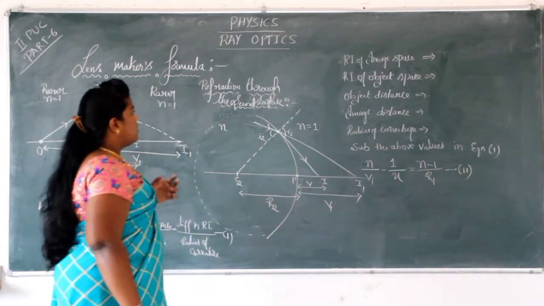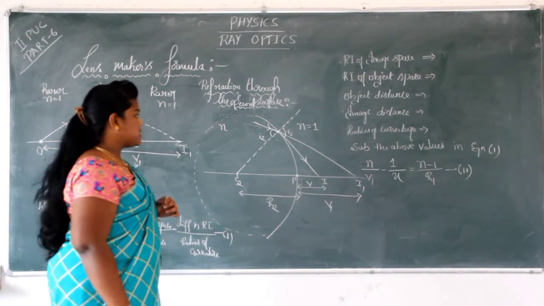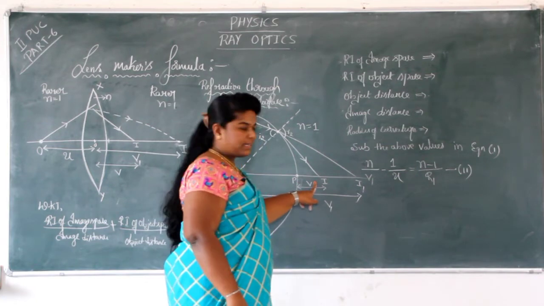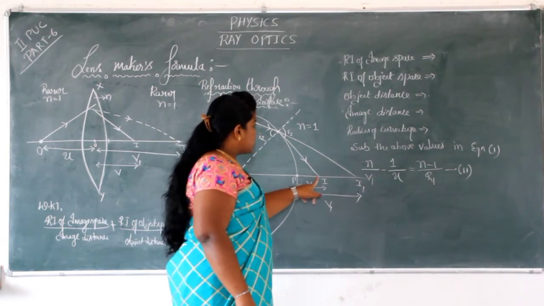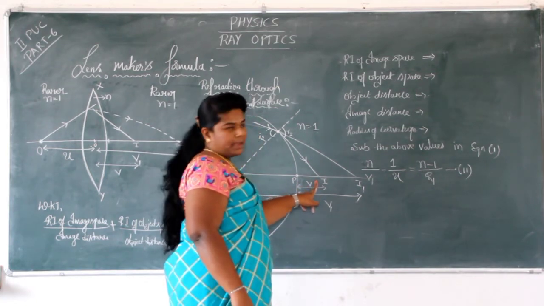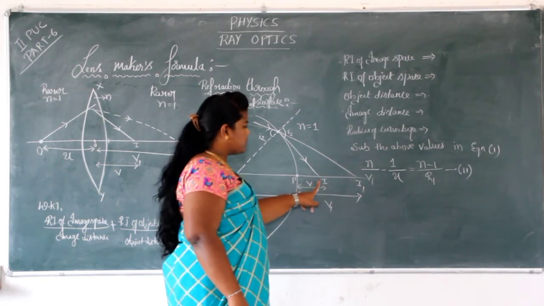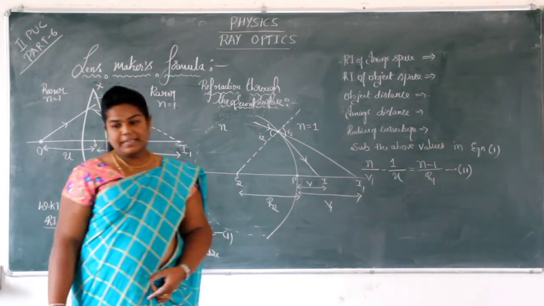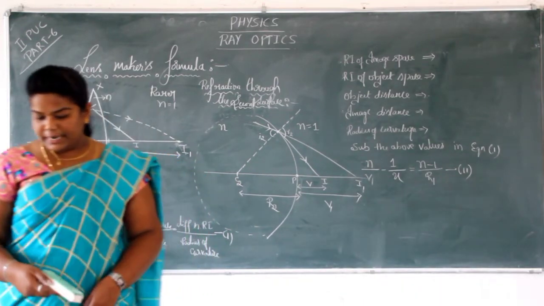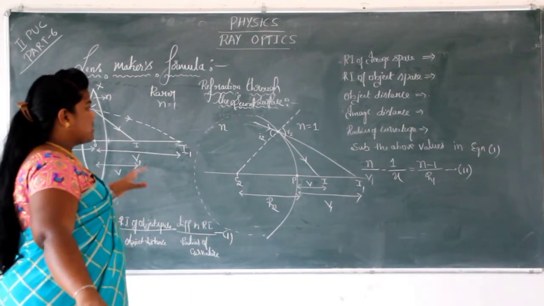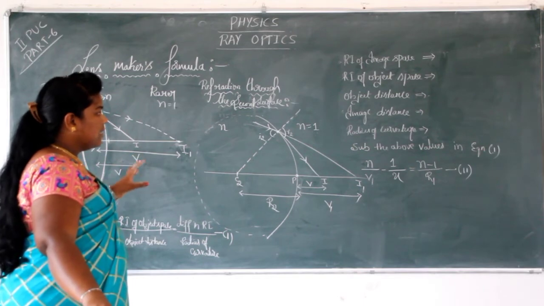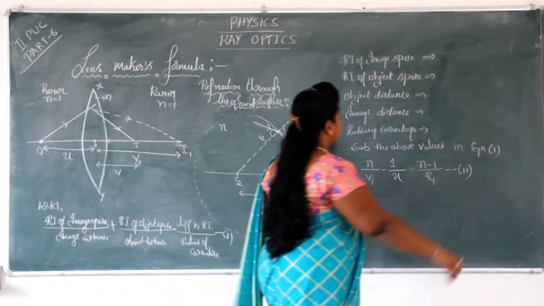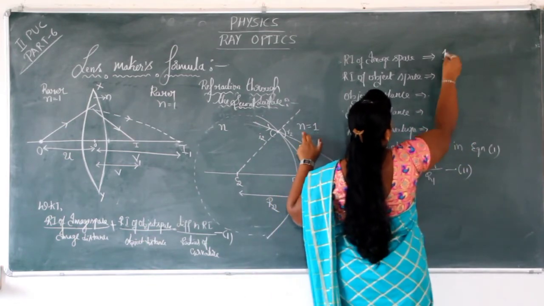Very well. Now here, the refractive index of the image space. Where is the image? The image is here, right? So it is the refractive index of the image space. My dear students, you should be very careful: the image is in the rarer medium. So the refractive index of this one is taken as 1.